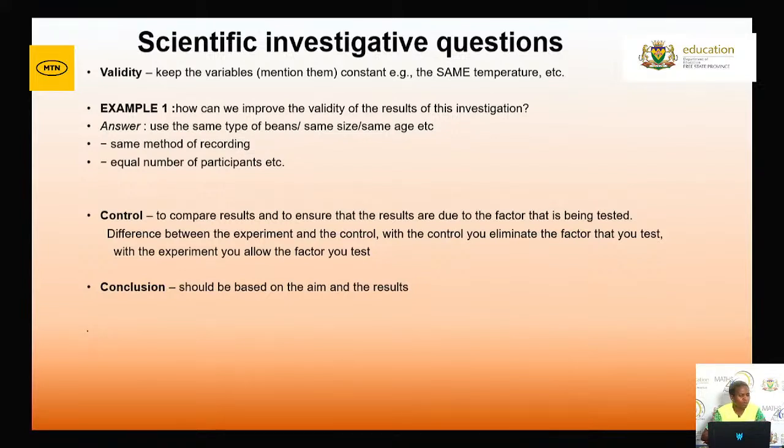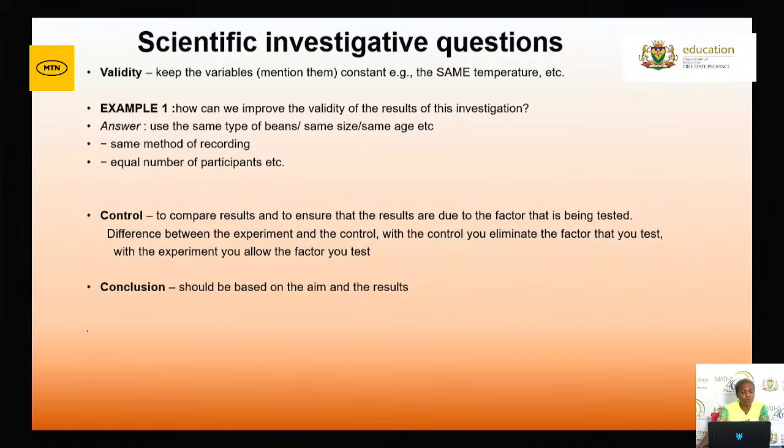How can we improve validity of the results of the investigation? And then you'll just answer by saying, use the same type of beans, same size, same age, same environmental conditions, same method of recording, same or equal number of participants. So that is all with validity. Please remember that with validity, all those variables have to be the same or constant.